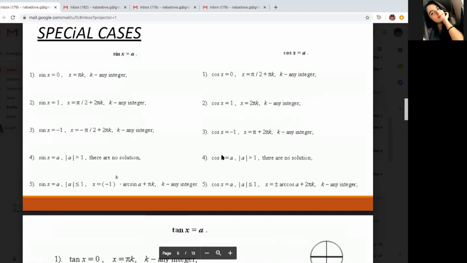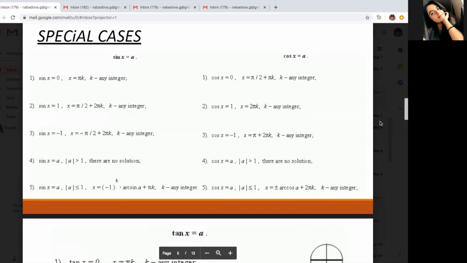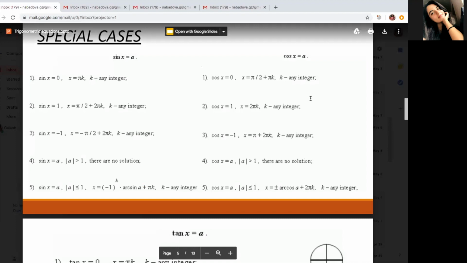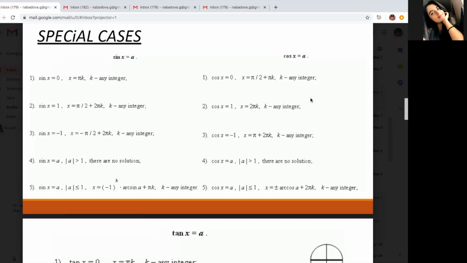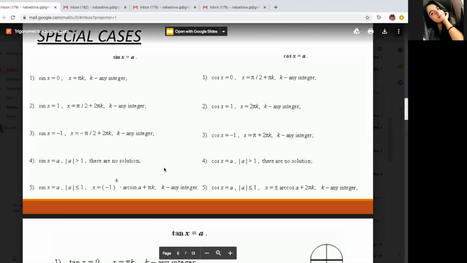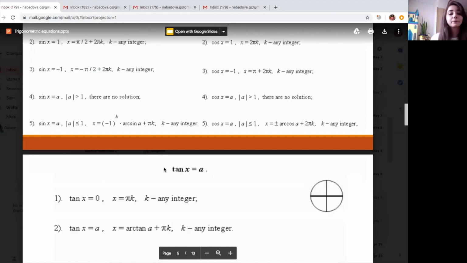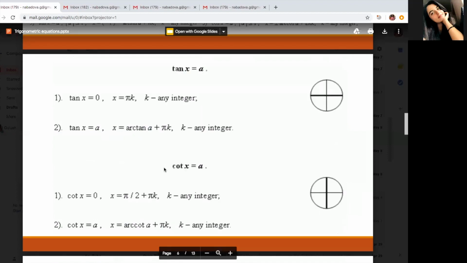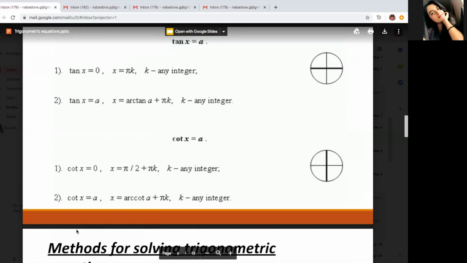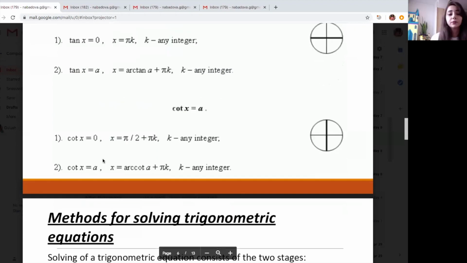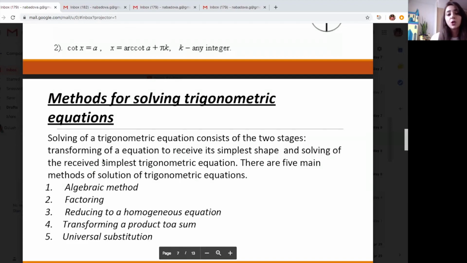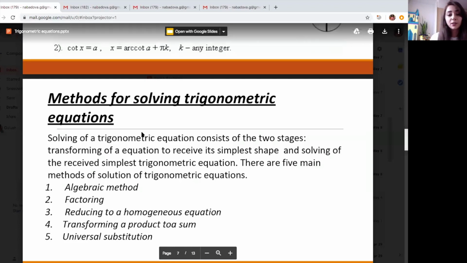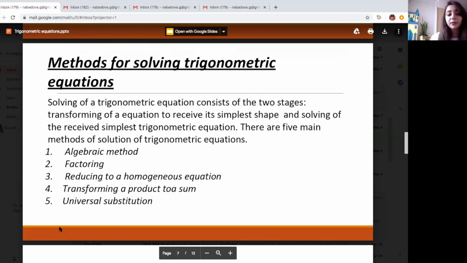And there are also special cases of the simplest trigonometric equations. The picture on the left is the sine special case equation, and the picture on the right is the cosine special case equation. And this picture is the tangent and cotangent special case equations. And here are methods for solving trigonometric equations.